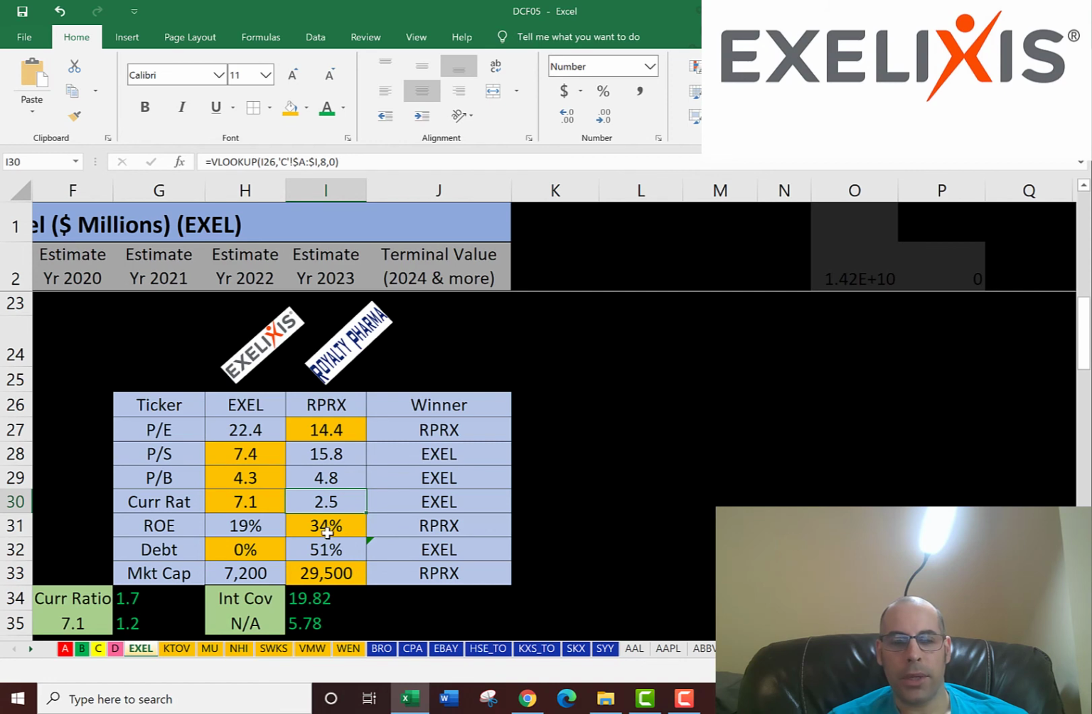Royalty Pharma has a much better ROE. Exelixis is about the average for the market. And debt, obviously Royalty Pharma is much higher in debt, but they're not too high. 50% is manageable. And Royalty Pharma is a much bigger company.